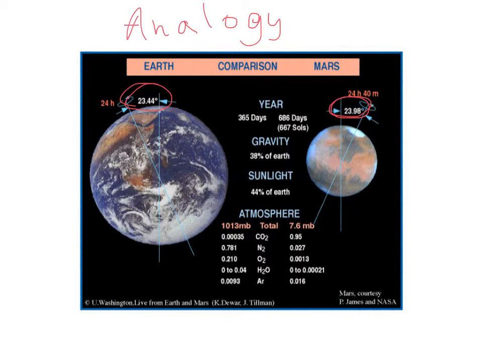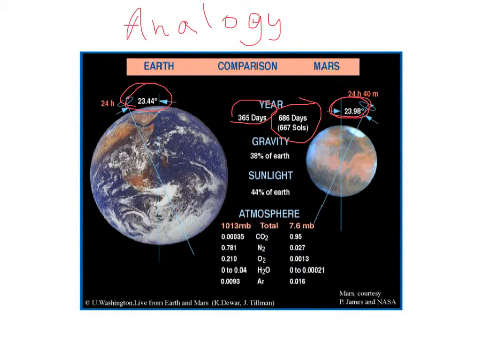Okay, so the year on the Earth is 365 days. Mars is which planet in the solar system? Four, fourth rock from the sun. As a result, and we'll talk about this a lot more when we talk about Kepler, it has a much longer orbit around the sun.